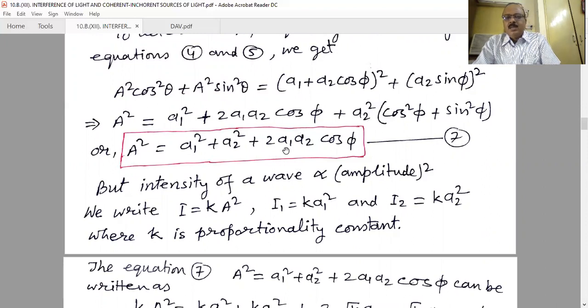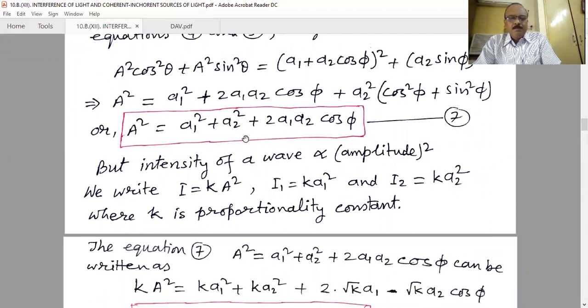What is phi? I am telling again, it is the phase difference between the two superposing waves. It is just like the equation of a vector resultant, R equal to root over P square plus Q square plus 2PQ cos theta, where theta is the angle between the two vectors. Therefore, we can easily remember it: resultant amplitude square A square is a1 square plus a2 square plus 2 a1 a2 cos phi.